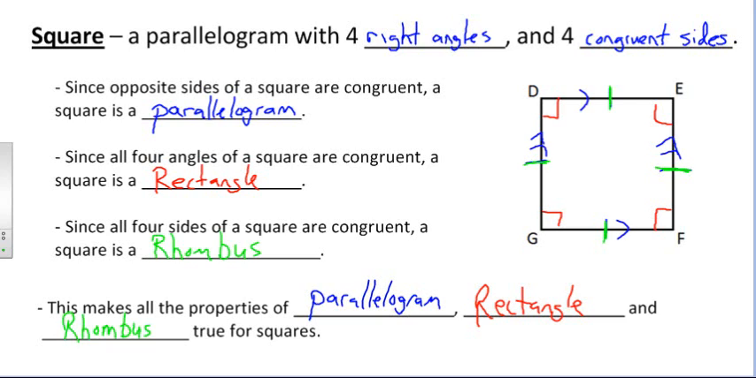Which means not only are all four sides and angles congruent to each other, but opposite sides are parallel, diagonals bisect each other, diagonals are congruent to each other, because that was a property of a rectangle. So DF is congruent to GE. The diagonals are going to be perpendicular to each other, because that was a property of a rhombus. And really any of those properties we've talked about so far.